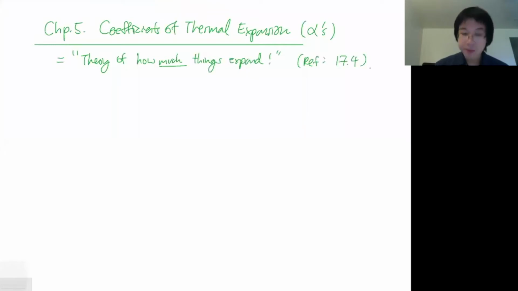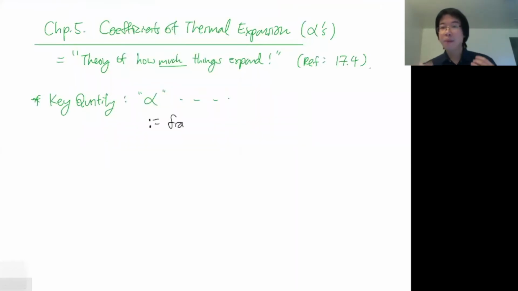So this is the key quantity, alpha. I'm not going to rewrite that over here. It's just what's in the title of the chapter. But what is the definition? The definition is the fractional change in size per unit change in temperature at a constant pressure. All right, let me write that down first.